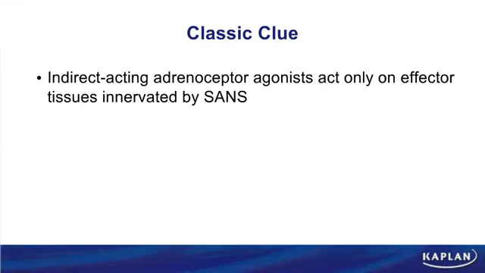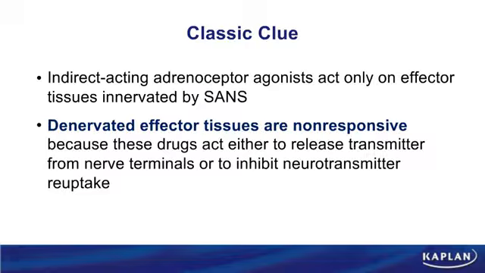In the margin is a note called Classic Clue, and it reminds us, if you're an indirect acting adrenergic agonist, you're only going to work on innervated tissues. In other words, if you have a denervated system, if you're lacking the adrenergic nerve, none of these drugs are going to work. So if we experimentally remove the adrenergic nerve, or if you're dealing with a non-innervated adrenergic receptor like most beta-2s, none of these drugs in the middle of the page called indirect agonists will have an effect on that tissue.